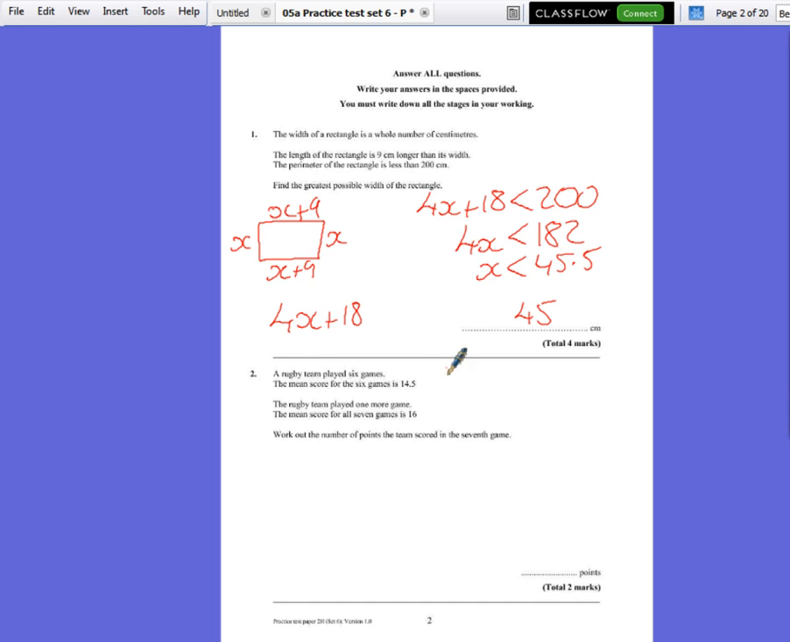So after 6 games, they would have done 6 times 14.5, which is 87 points they must have scored. And after 7 games, it'll be 7 times 16, which is 112 points scored. So in that last game, they must have done 112 take away 87, which is 25 points in that last game.